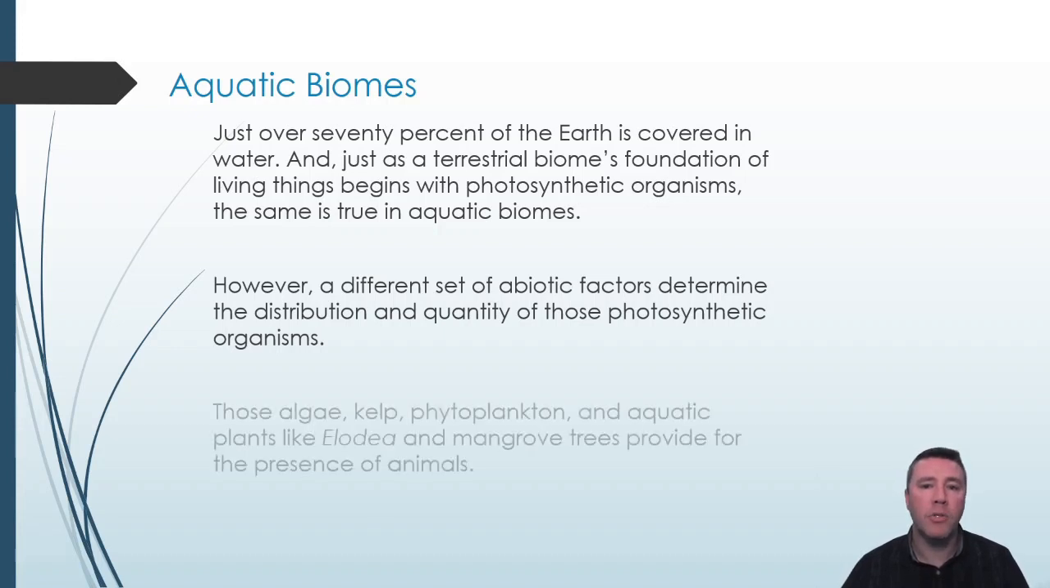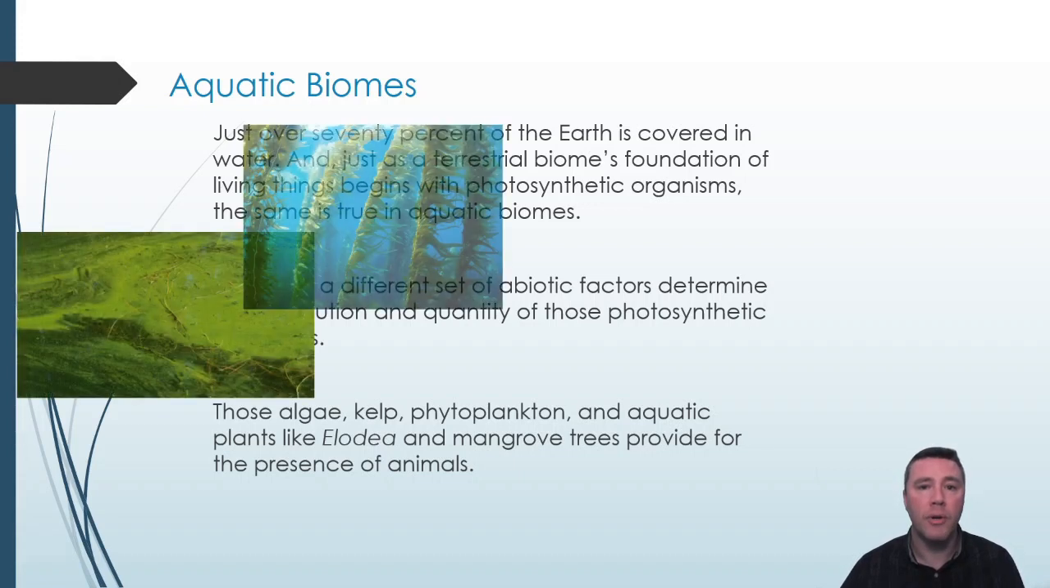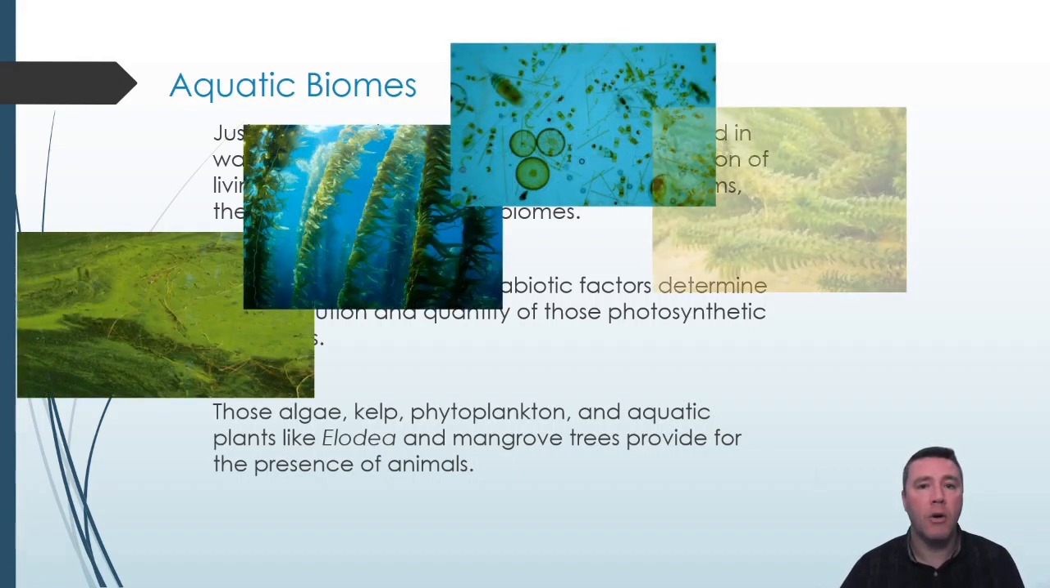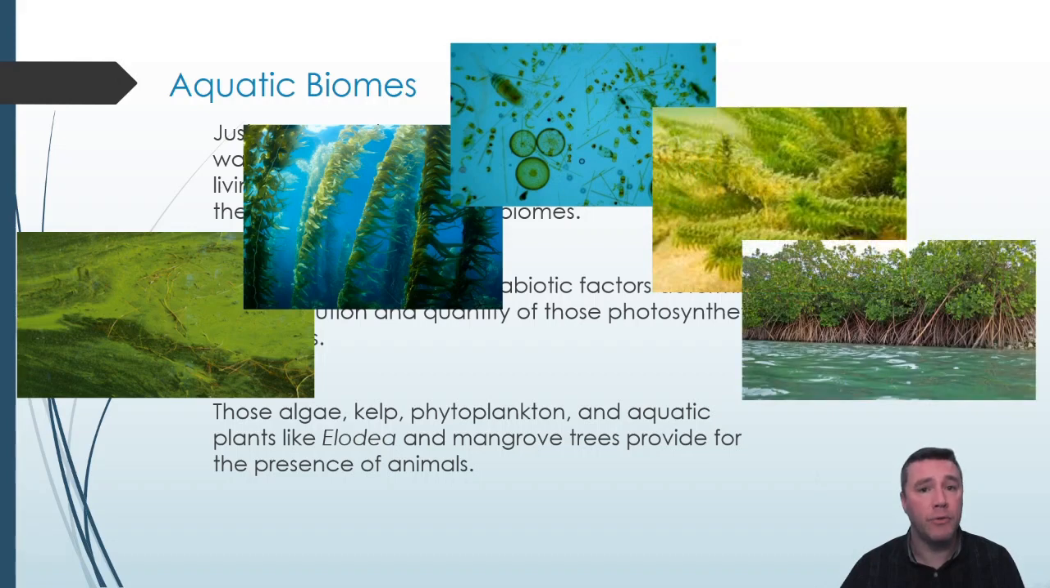The primary photosynthesizers that support aquatic biomes include algae, kelp, phytoplankton, and aquatic plants like Elodea and mangrove trees.